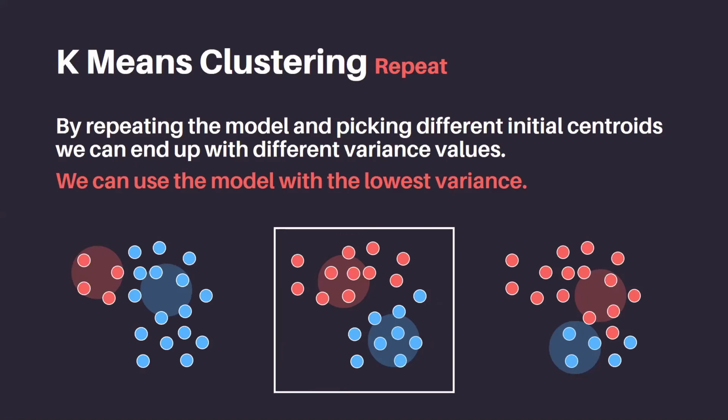You can see why we want low variance, because then the centroids are more aligned with the majority of the data points. As you can see on the left, there's far too much variance with the blue group, and on the right there's far too much variance with the red group. However, with the middle clustering, there's a perfect balance of variance.